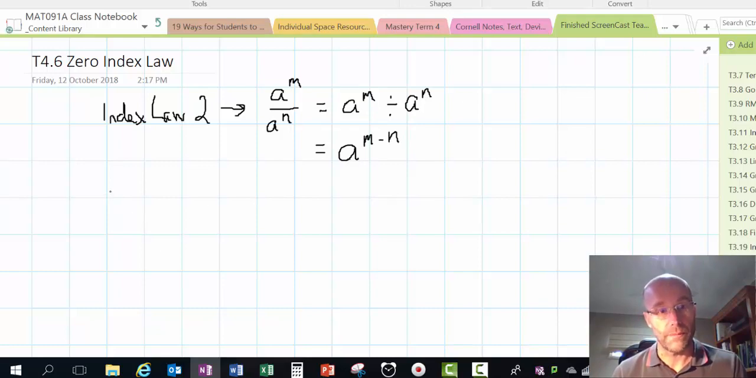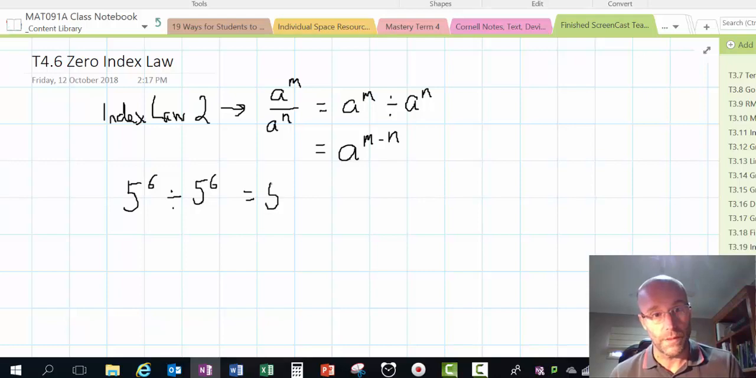What if we look at an example: 5 to the power 6 divided by 5 to the power 6. If we followed index law 2, that would be 5 to the 6 minus 6, which is 5 to the 0. And there we have our 0 index.